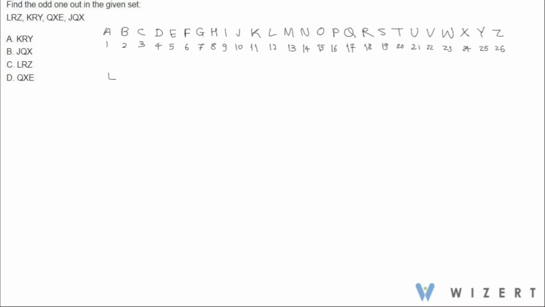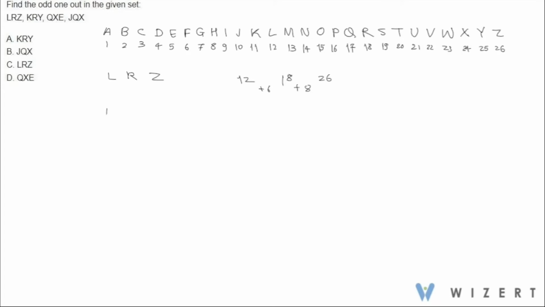Now let's write these codes L, R, Z. So L has number 12, R has number 18, and Z has number 26. If we look at it, 12 plus 6 is 18, and 18 plus 8 is 26.